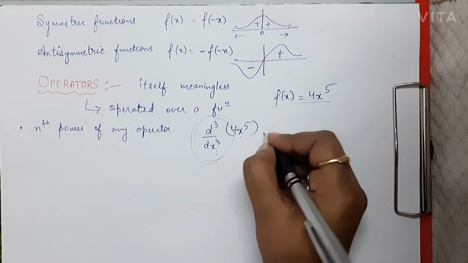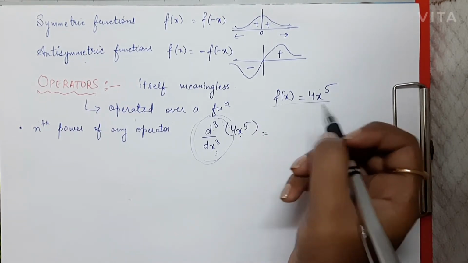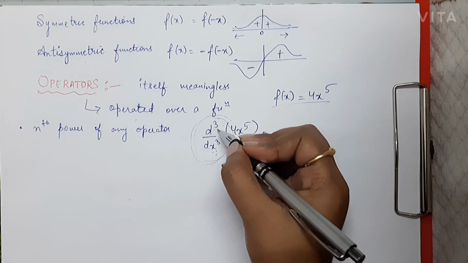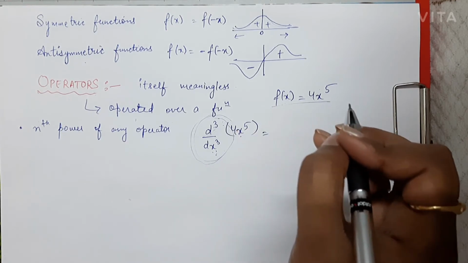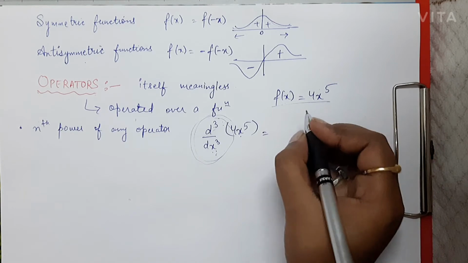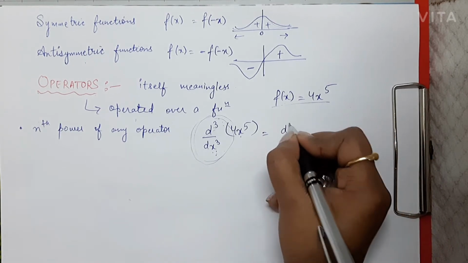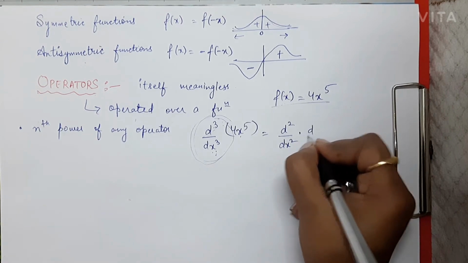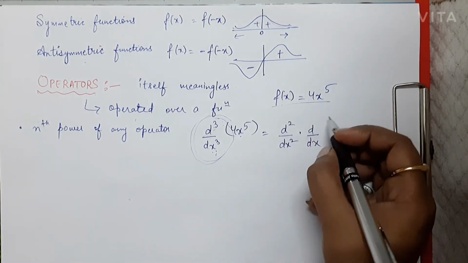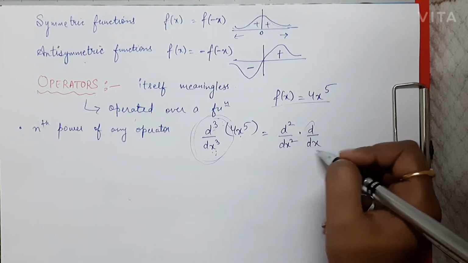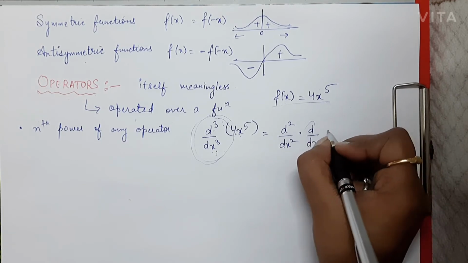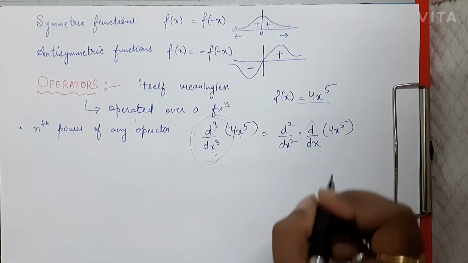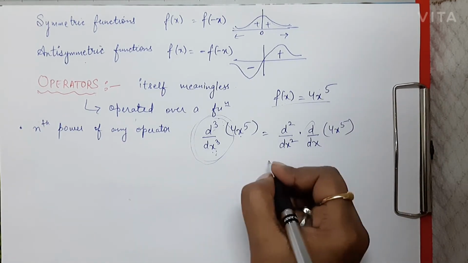So now we know differentiation. They have given 3 times of differentiation. They have given third power, so we have to operate this differentiation operation 3 times. So first time what I'm going to do is I will write d square by dx square into d by dx. I have taken out one differentiation operator and I'm going to apply this on 4x to the power 5.